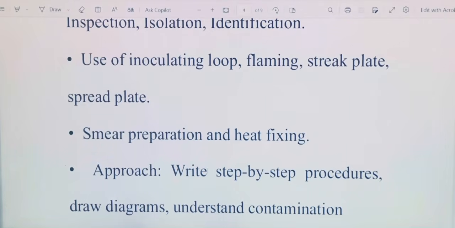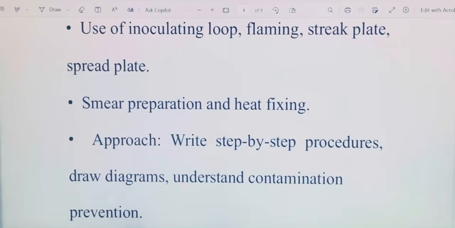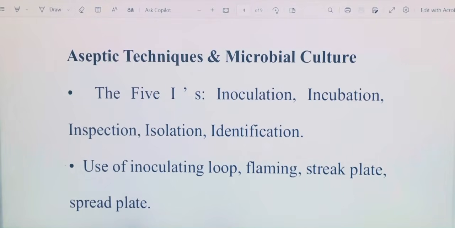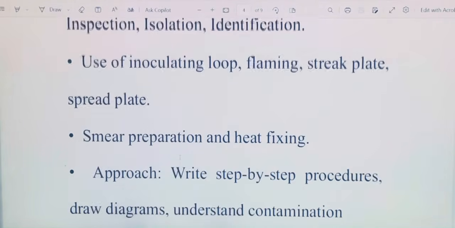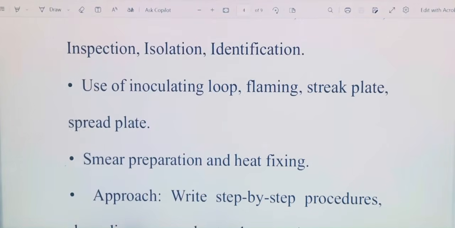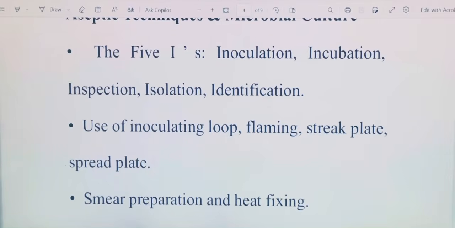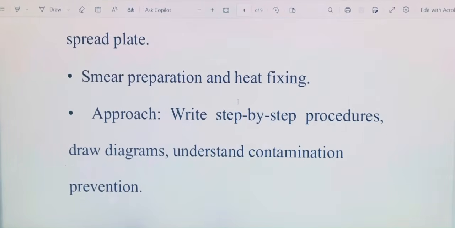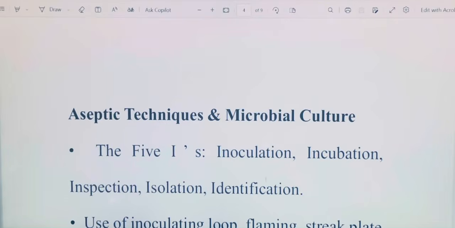Now the approach to this segment is to write the step-by-step procedures. All right, step-by-step procedures for the aseptic techniques. All right, then draw diagrams. Now the diagrams you should draw are of course the different diagrams that are involved in inoculation, incubation. If you don't have all the time, also check up the diagrams online. All right, that involves the five I's.